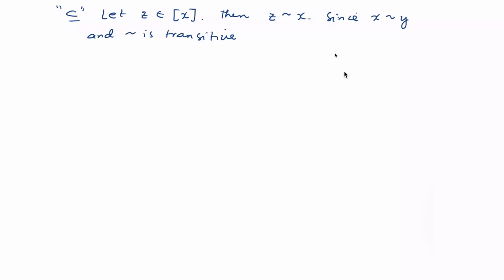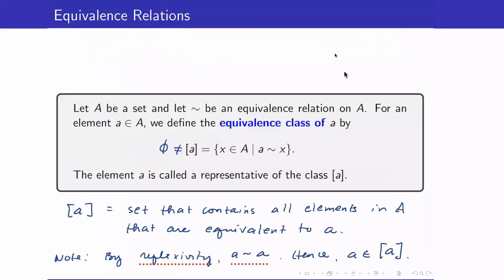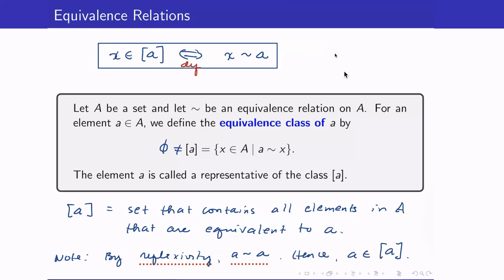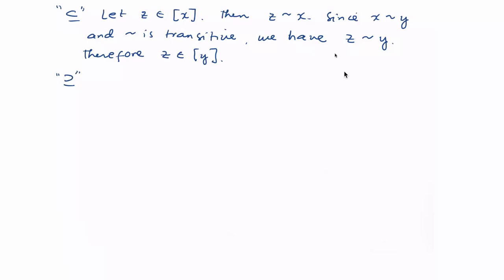So we have already started with this one earlier. So I now say that since X is related to Y and this relation is transitive, we have Z must be equivalent to Y. And therefore, Z must be an element of the equivalence class of Y. Let us go back to the definition of equivalence classes. The definition is saying that X is an element of an equivalence class if and only if X is equivalent to that element inside there. This is what we have actually been using in our proof. Now, for this part, this is left as an exercise.